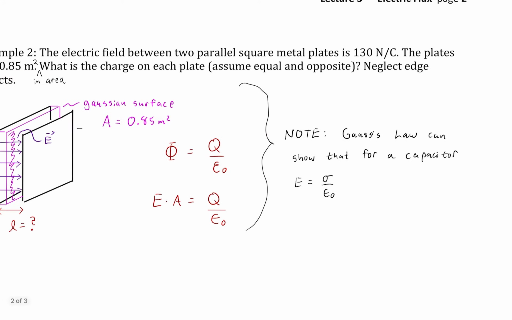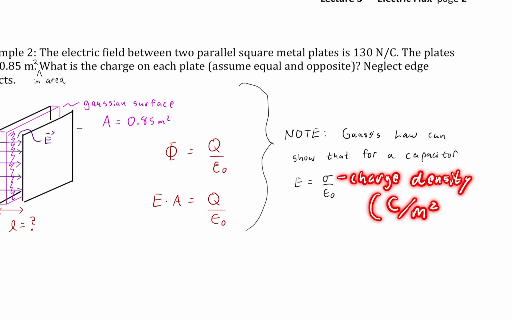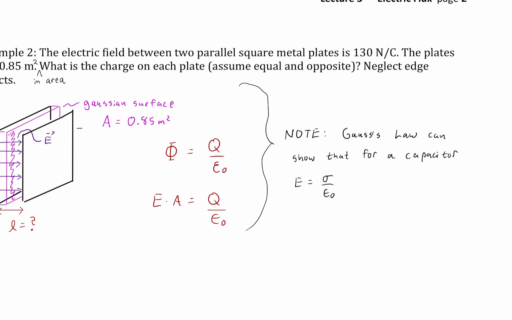Now note, this is a very simple result. It's like, oh, great, we're done. But note, Gauss's law can show that for a capacitor, the electric field between the plates is just equal to sigma over epsilon naught. Now, what is sigma? This is charge density, coulombs per square meter. That's what sigma represents. And epsilon naught, of course, is the permittivity constant.